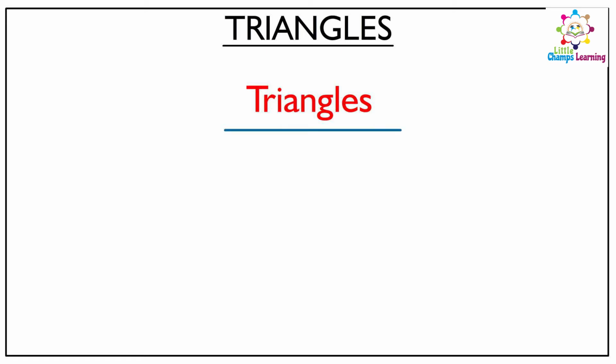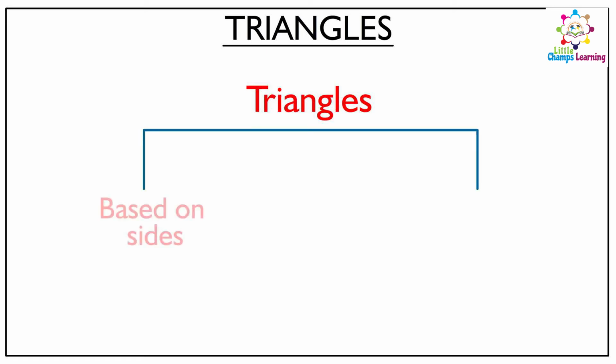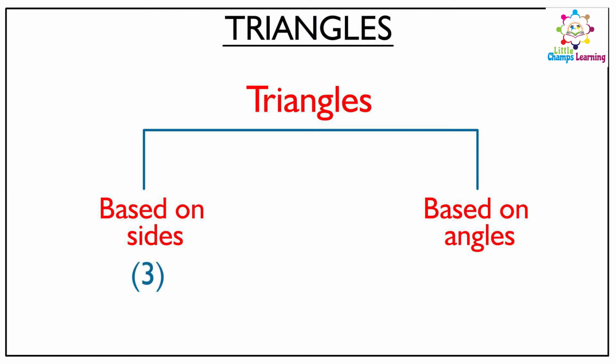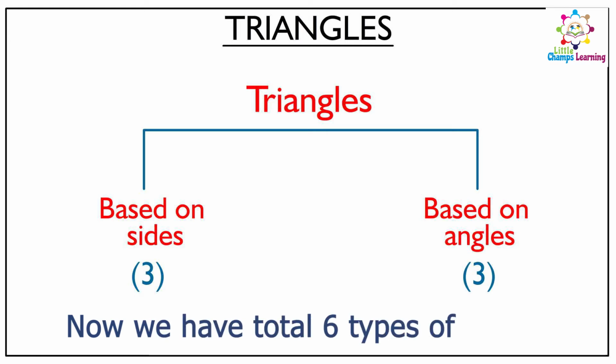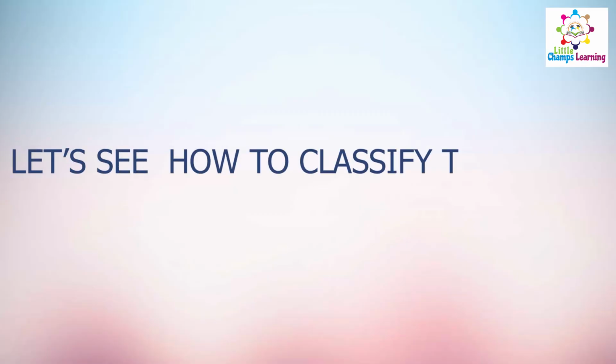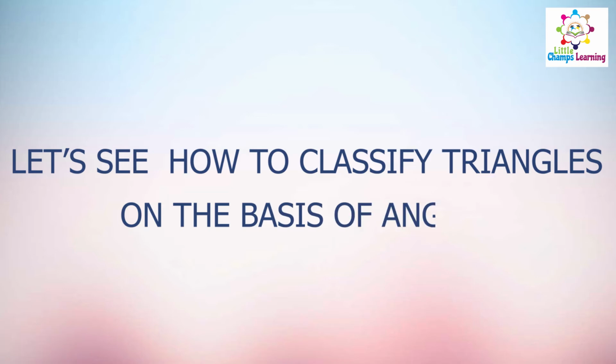Triangles can be classified depending on their sides and depending on their angles. Depending on the sides, we have three types of triangles, whereas depending on their angles, also we have three types of triangle. So, out of these two branches, in total we can classify triangles into 6 different types. Now, let's see how to classify the triangles on the basis of their angles.